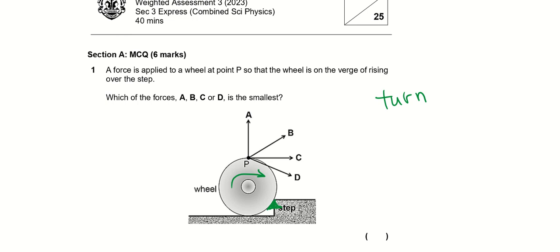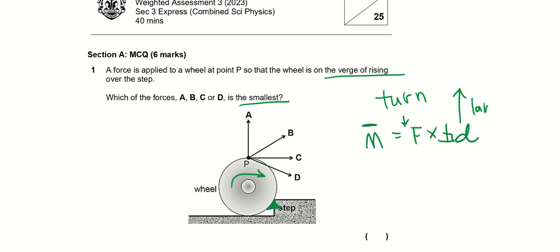Since the formula for moment equals force times perpendicular distance, and we assume that the moment, the turning effect, is the same because it's on the verge of rising over the step, we are looking for the smallest force. If I want my force to be the smallest, that means my perpendicular distance must be the largest. So this is testing you on how to find the perpendicular distance. So remember the 6 steps.